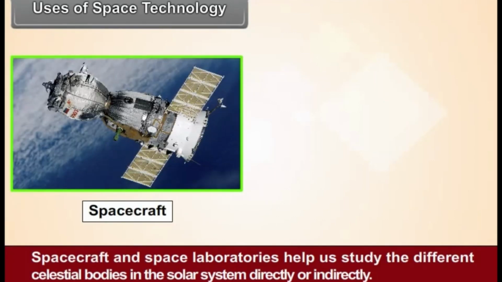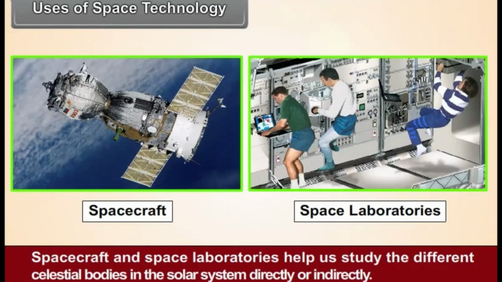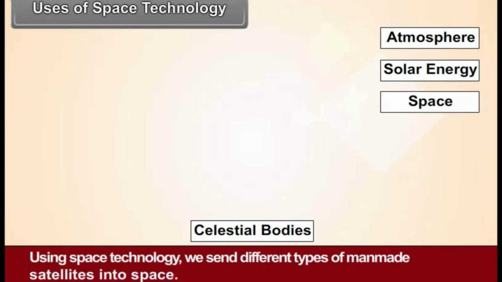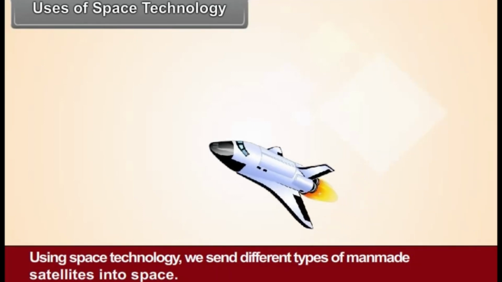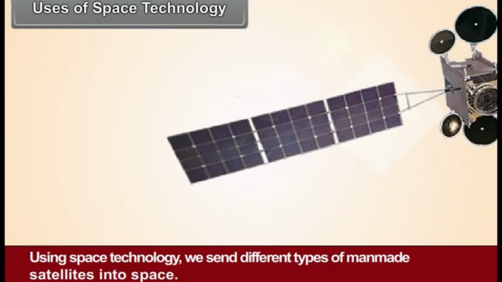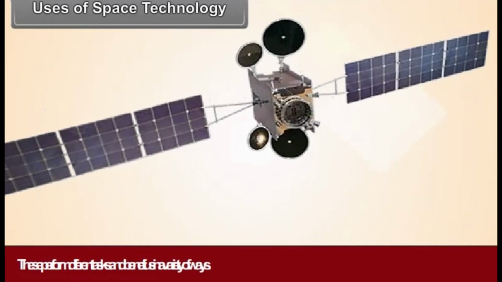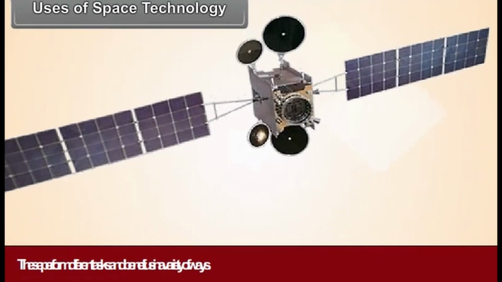Spacecrafts and space laboratories help us study the different celestial bodies in the solar system directly or indirectly. Through this, we have been able to obtain information about the atmosphere, solar energy, space, extent of the universe, etc. Using space technology, we send different types of man-made satellites into space. These perform different tasks and benefit us in a variety of ways.